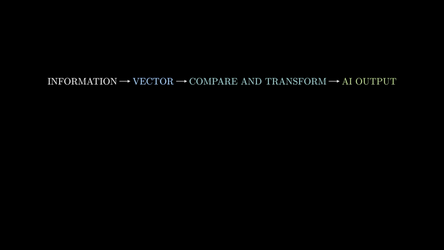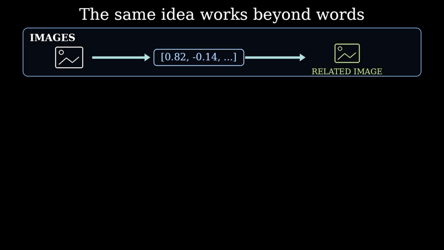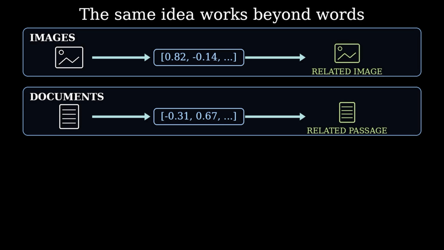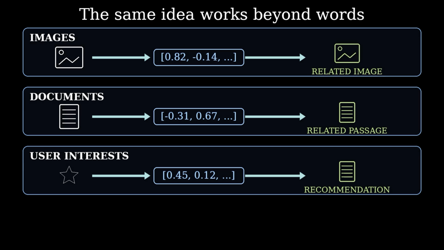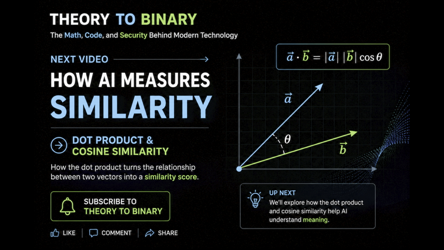So the overall process is simple. Information becomes a vector, the vectors are compared and transformed, and then the system produces an output. A vector then is a numerical representation that preserves useful relationships. We have seen this with words, positions, and directions. But the same idea can represent images, documents, user interest, and much more. In the next video, we will see how the dot product turns the relationship between two vectors into a similarity score.